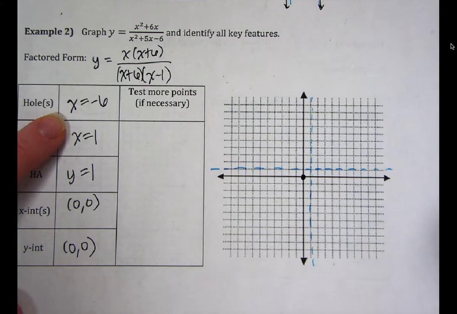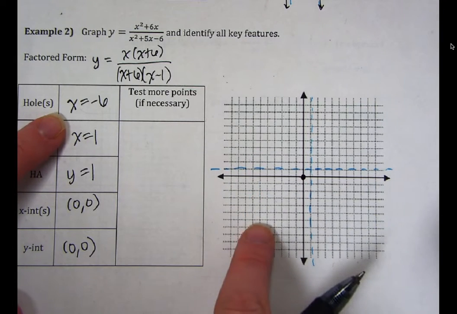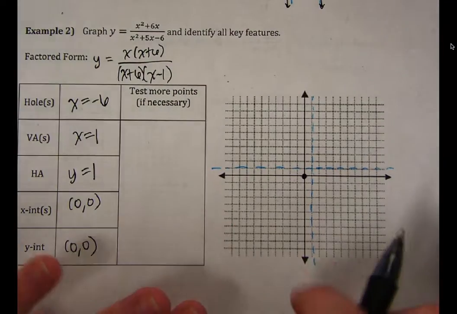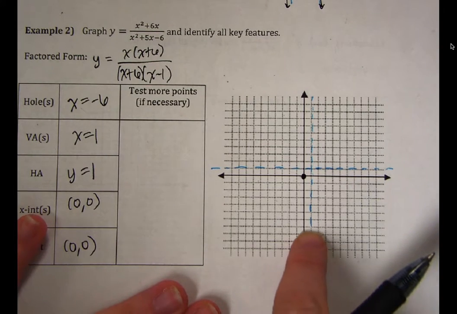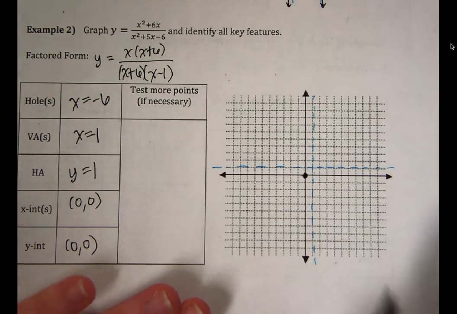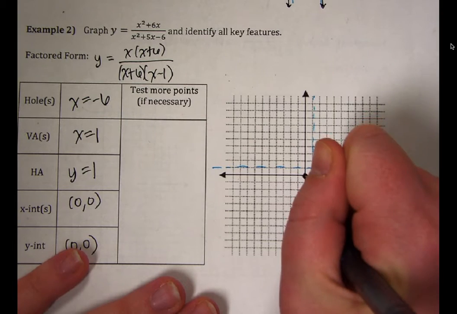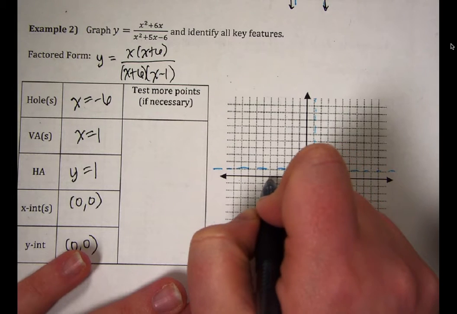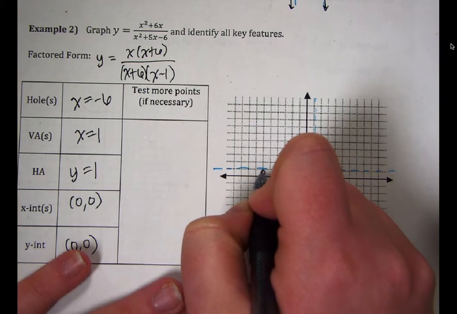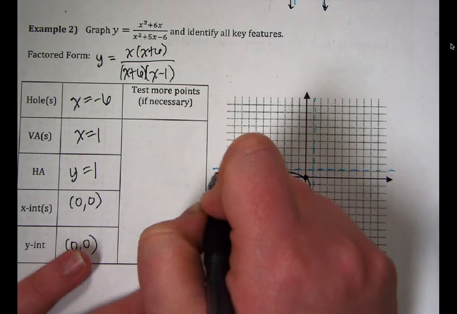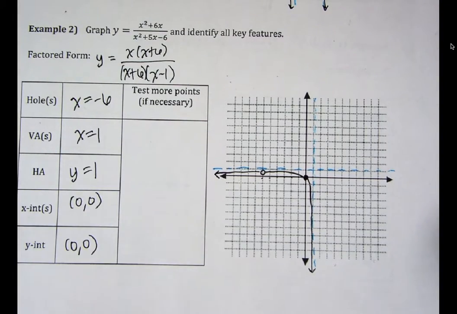So I know for this left-hand side, the graph is going to be coming up along that vertical asymptote, pass through the origin, and then curve and approach the horizontal asymptote. So you can kind of draw that in. However, when I get to negative 6, I'm going to put an open circle. And that's going to show the hole that our graph has.